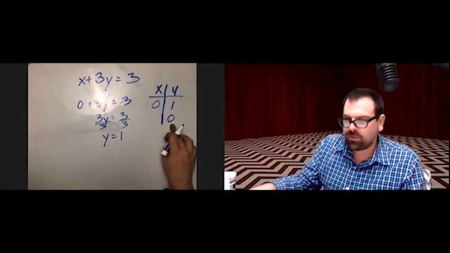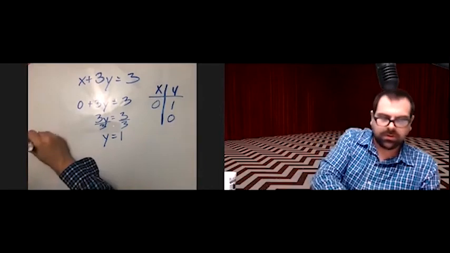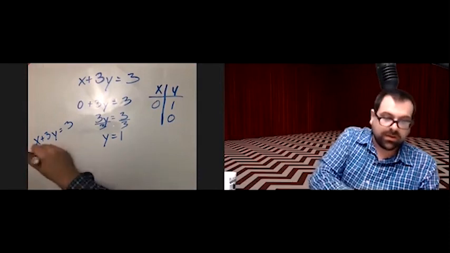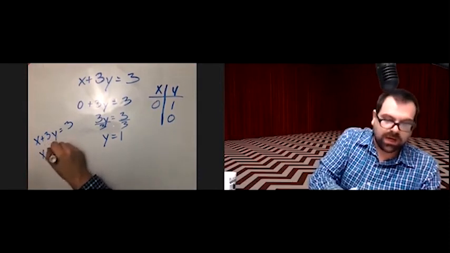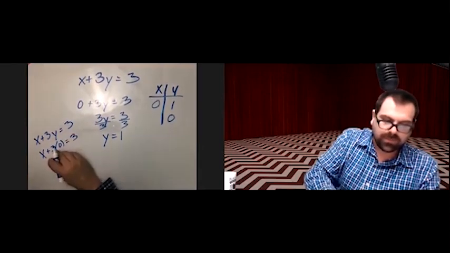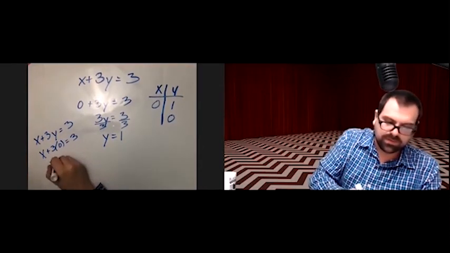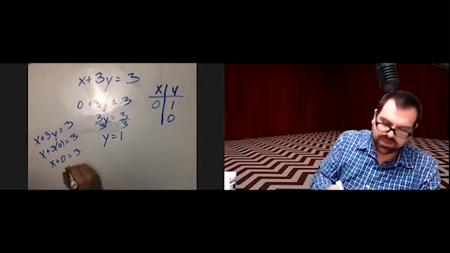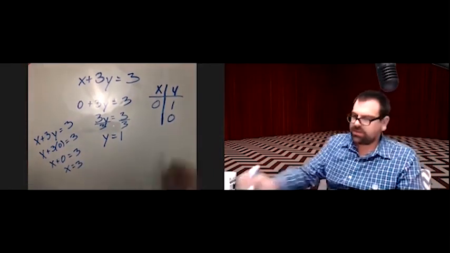Let's plug 0 in for y. So again, x plus 3y equals 3. If we plug 0 in for y, 3 times 0 is 0. X plus 0 equals 3. X plus 0 is just x. So x equals 3.